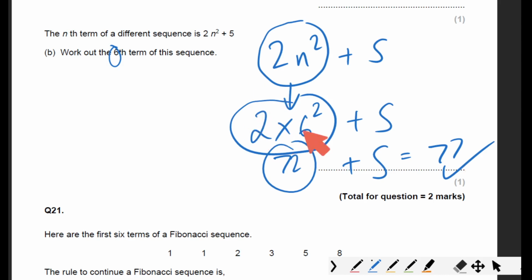I'd urge you to do bubbles. I like to do bubbles, especially when you've got negatives. If you substitute negative numbers and do your calculations within the bubble, you're less likely to get it wrong.